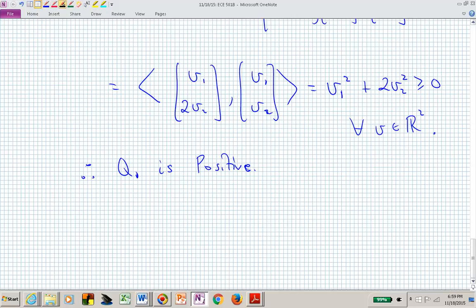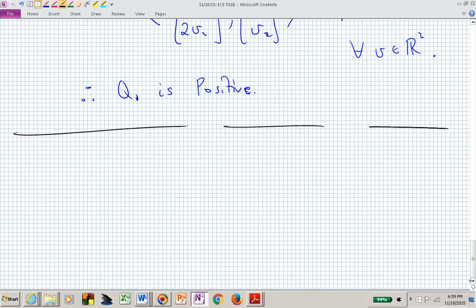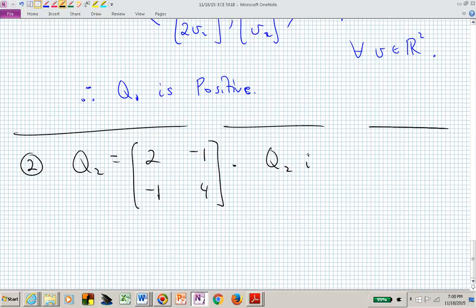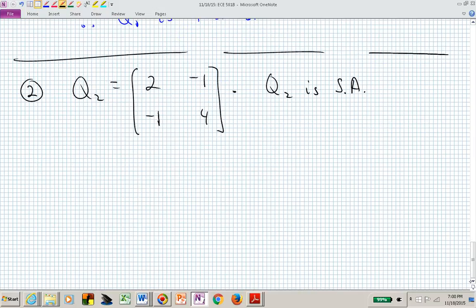Let's look at another matrix example of whether or not a matrix is positive. Let's say we have Q2. Let's do it a little bit more than just diagonal. Let's say that it's now [2, -1; -1, 4]. Q2 is self-adjoint. It equals its transpose. Now let's see if it satisfies the second property of an operator, in this case in the form of a matrix, that this inner product is non-negative.